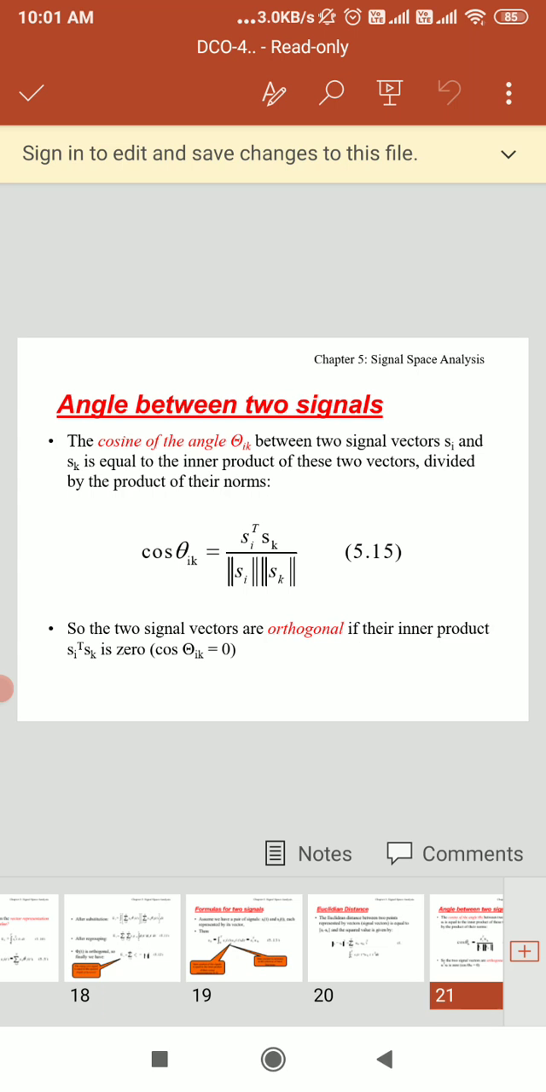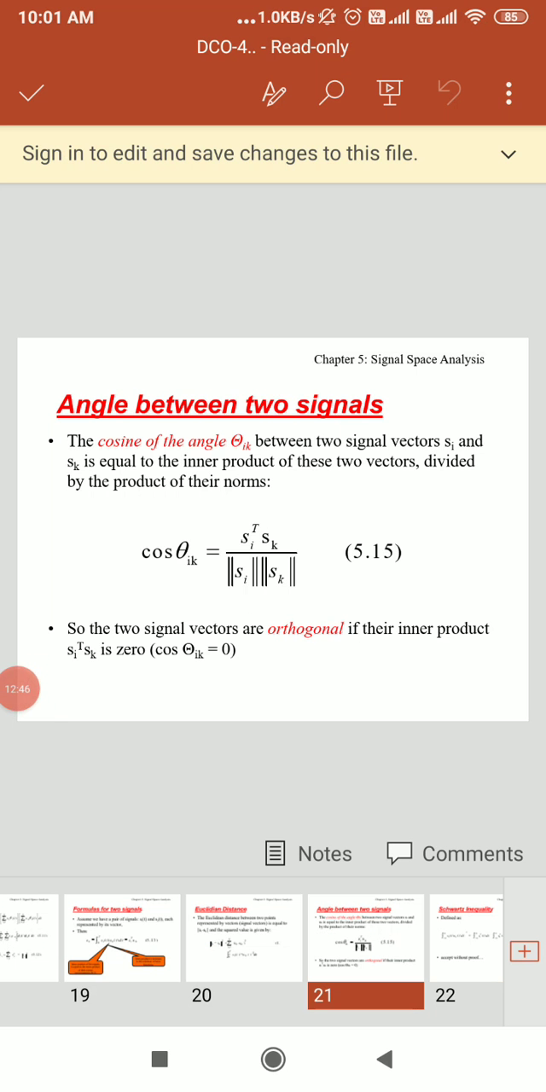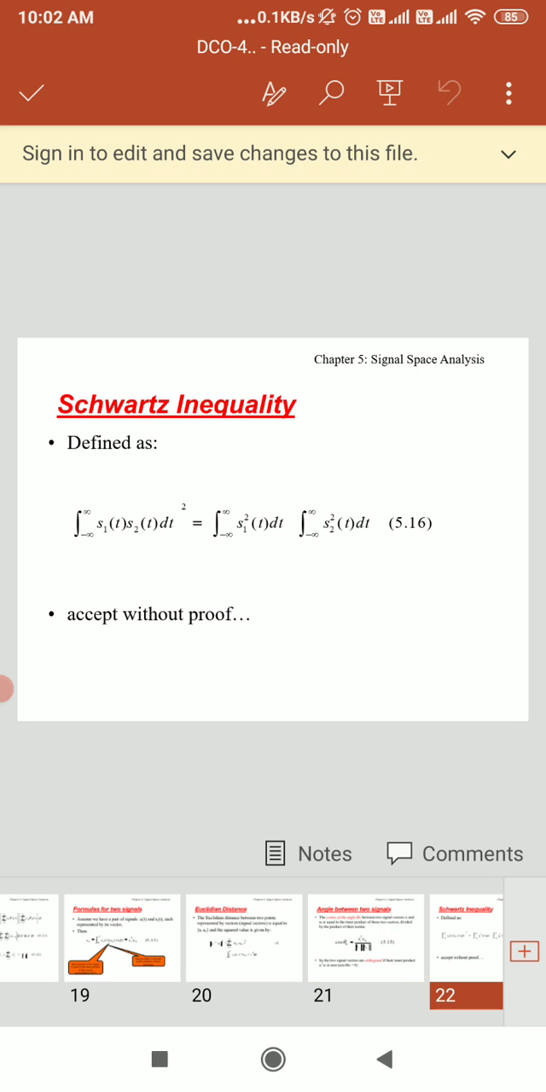So we can say the two signal vectors are orthogonal if their inner product, which we are taking in the numerator, is 0. So if the inner product Si transpose Sk is 0, you will get cos theta ik equal to 0. This is the angle between two signals. Now we are supposed to see the Schwarz inequality. We will see that.